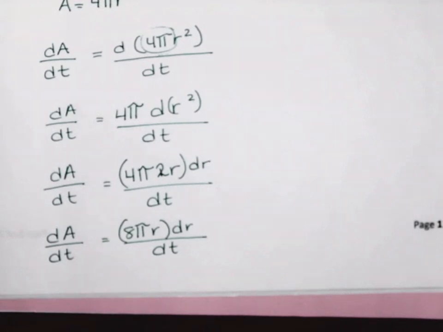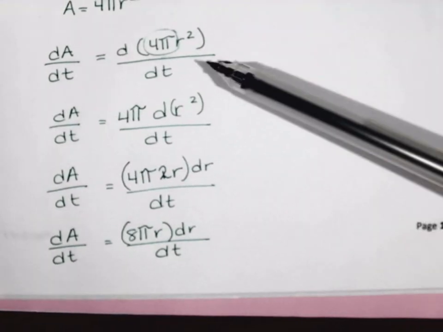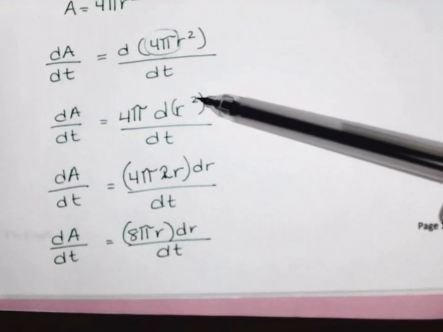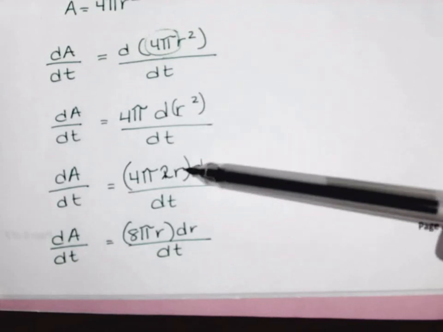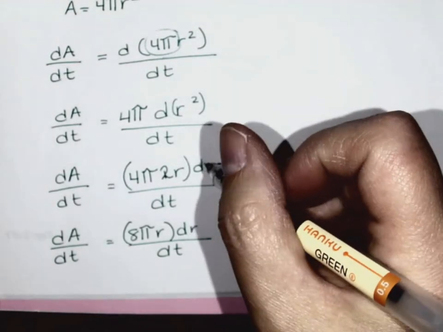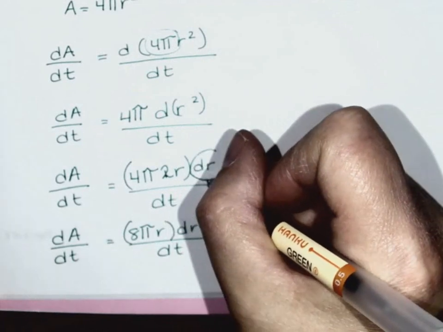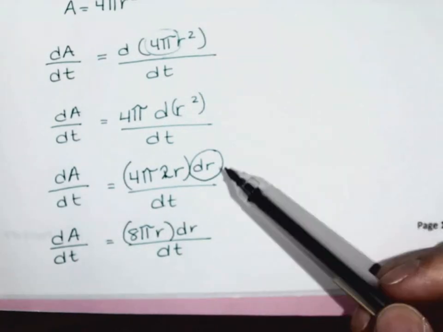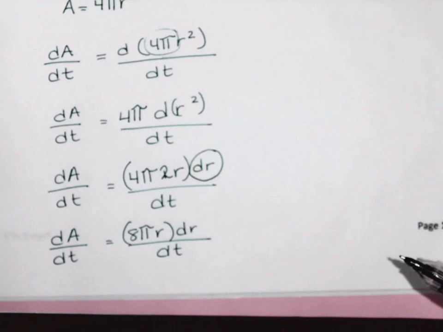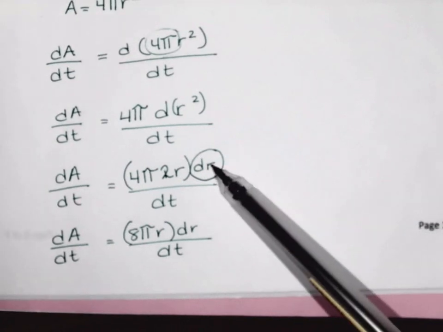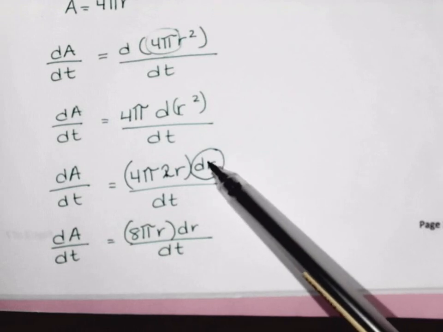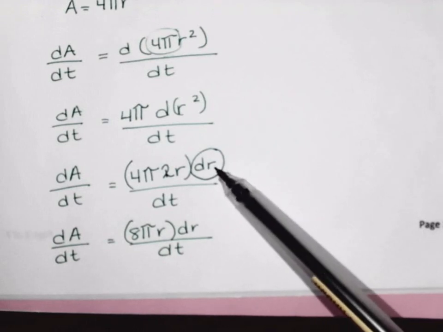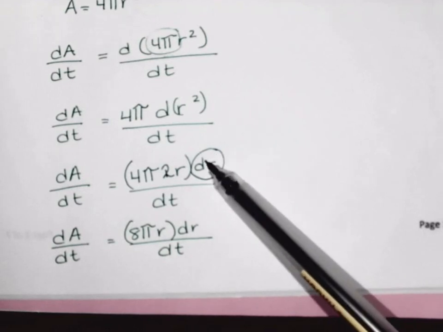Wait, where did the dr come from? Okay, so that's what I was saying before. You guys know how I got the 2r, right? Because I pulled the exponent down in front, reduced it by 1, so we got the 2r here. But the statement that we're making is that we differentiate, or sorry, we derivated, there we go. We did the derivative with respect to r. So we have to state the variable that we have worked with.